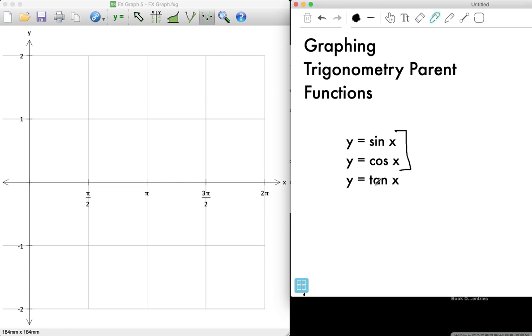There are 5 points that you should be able to graph by memory, and then we'll take a quick look at what tan x looks like. We won't worry so much about the detail for tan x. So let's start with y equals sine x.